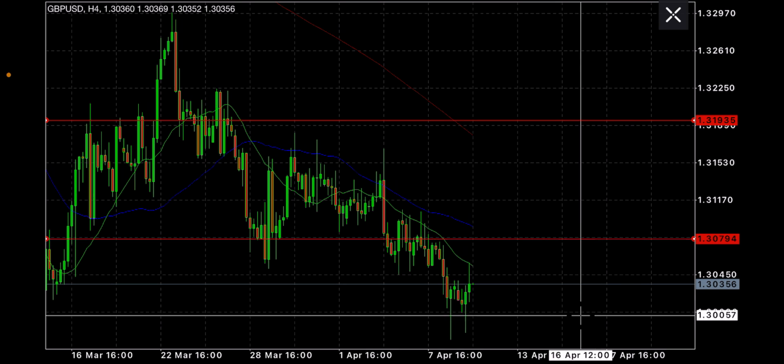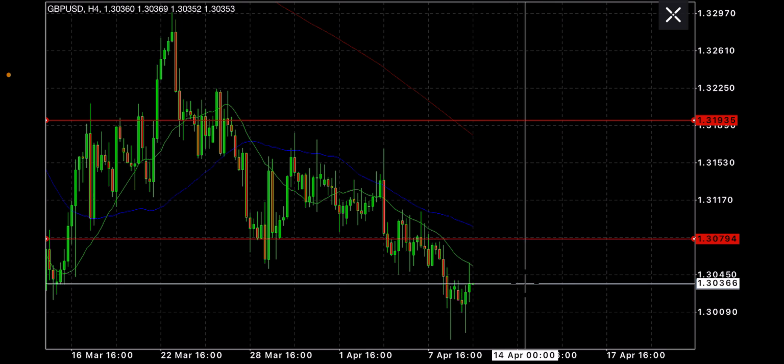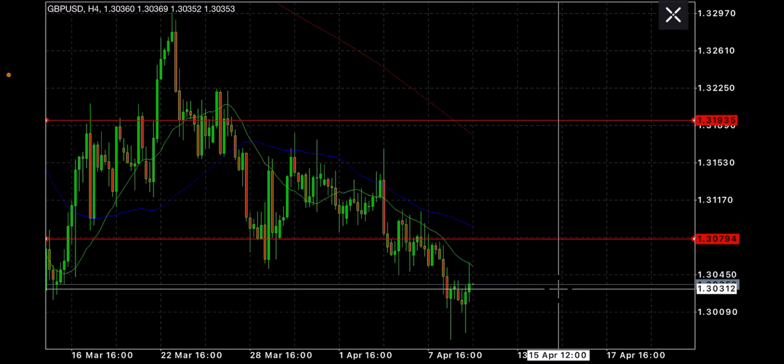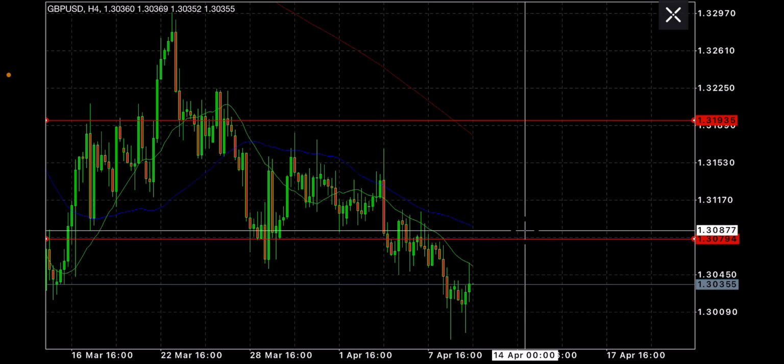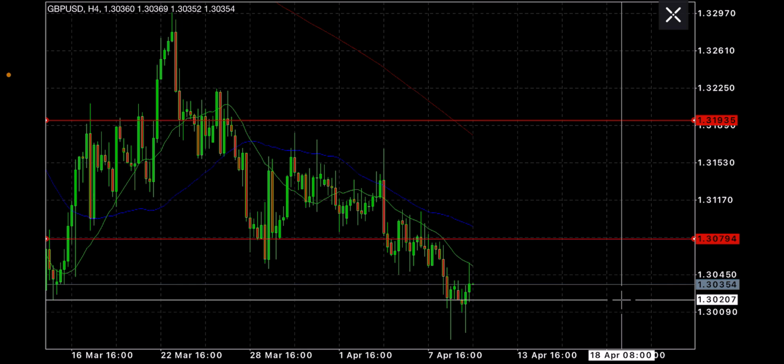Okay, so once again, let's go over it. We can range out from this area here and then start to go down, or we can have a push up to this area here, range out, and then start to go down.